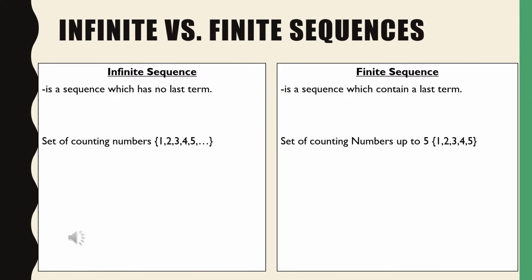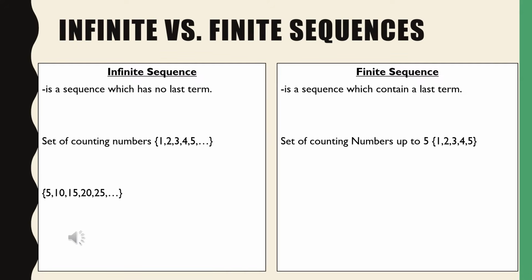Next, the set of counting numbers up to 5. This time, this is a finite sequence, since we have a limit up to which number we are going to stop. The set of counting numbers up to 5 is only 1, 2, 3, 4, and 5. That's just it.